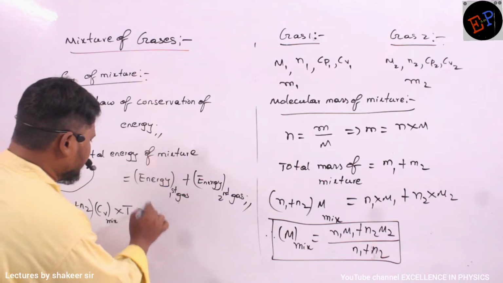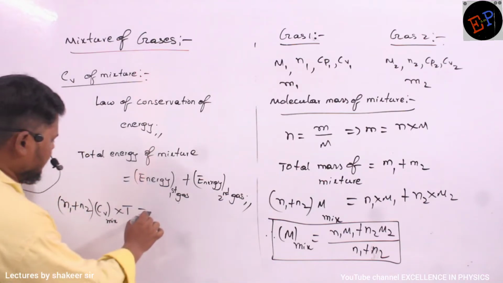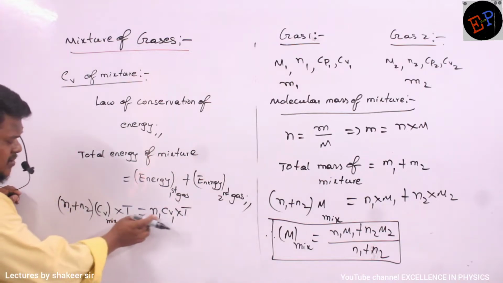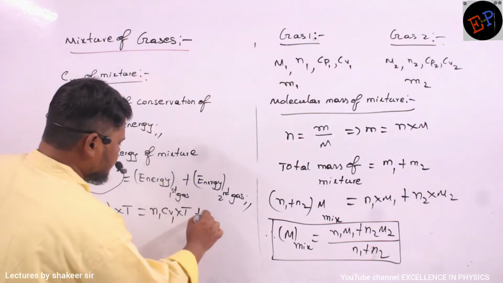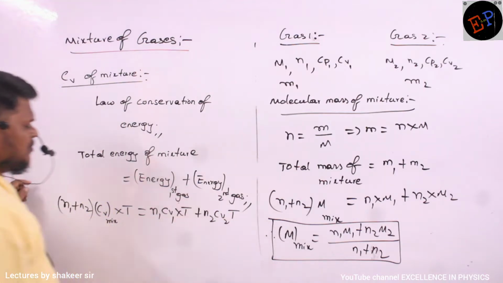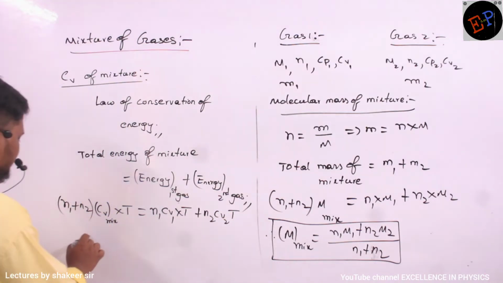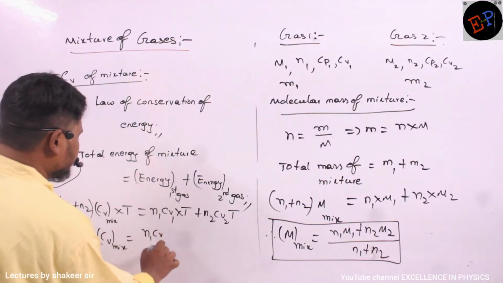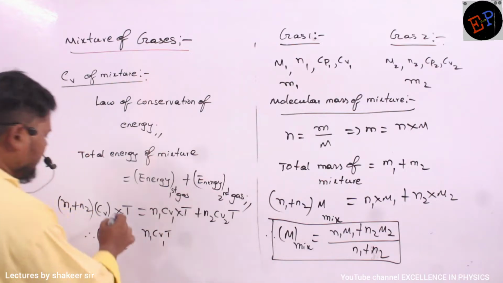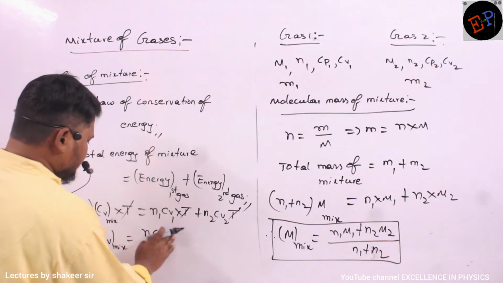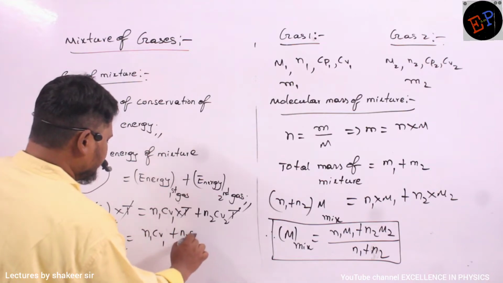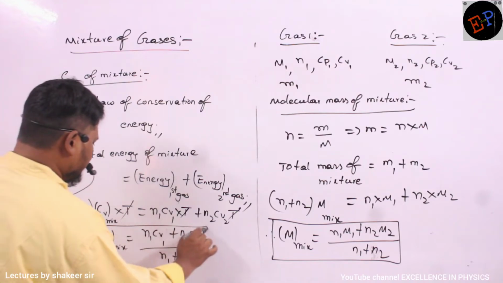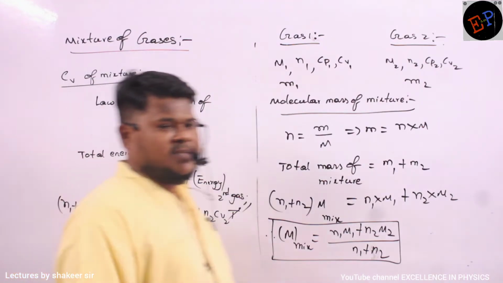So this is equal to the energy of first gas, n1 Cv1 multiplied by T, internal energy being n Cv T, plus energy of second gas, n2 Cv2 multiplied by T. Therefore, Cv of the mixture is n1 Cv1 T plus n2 Cv2 T divided by n1 plus n2. The T values I can cancel. So Cv of mixture equals n1 Cv1 plus n2 Cv2 divided by n1 plus n2. This is the Cv value of the total mixture.